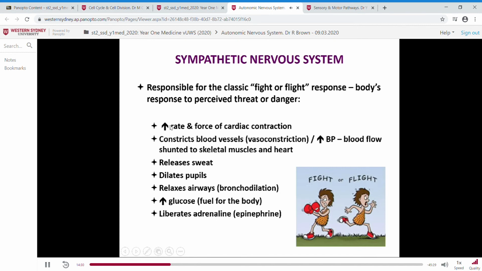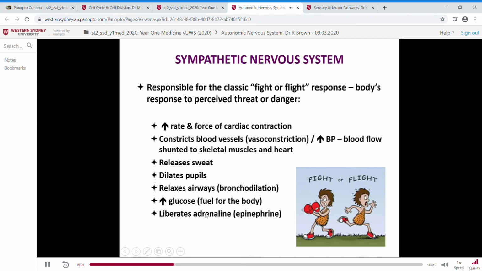So yes, heart rate: increased rate and force of cardiac contraction, okay? It constricts the blood vessels, so there's a vasoconstriction, which increases the blood pressure. The blood flow is shunted to skeletal muscles in case you do want to run or fight, and also to the heart. It releases sweat, yes, and it dilates the pupils. It relaxes the airways, so there's a bronchodilation, so you can get more air in. It increases the glucose, which is fuel for the body, and it liberates adrenaline, okay?